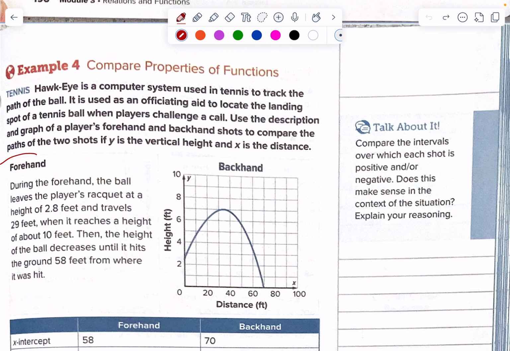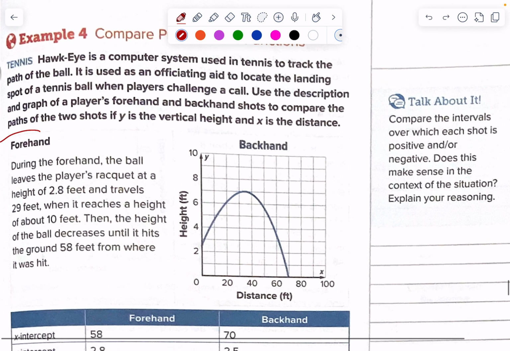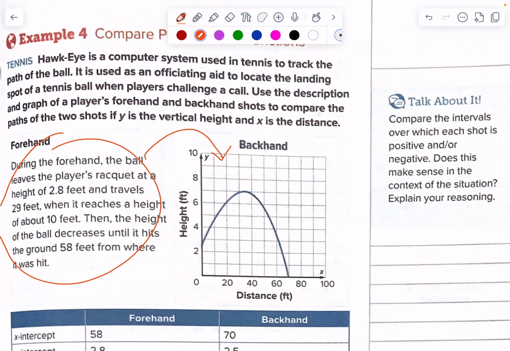Okay, so here's the deal. We're looking at a forehand shot and a backhand shot in tennis. But the problem is, to compare them, one of them is written in words and one of them is written on a graph. So here's what I'm going to do. I'm going to take this information and graph it on here so that I have both graphed.